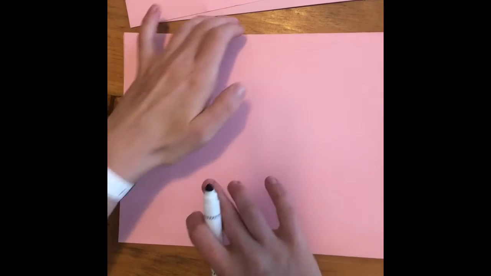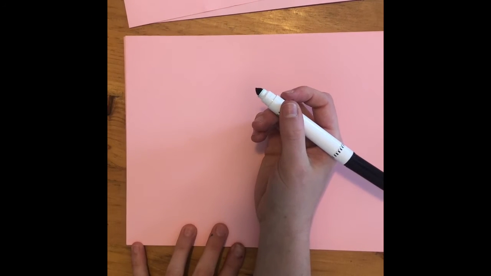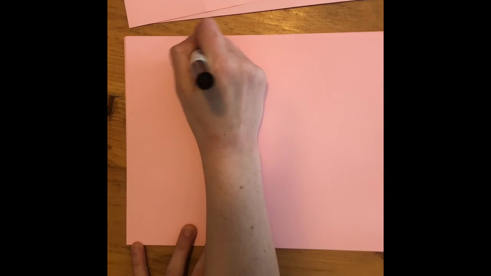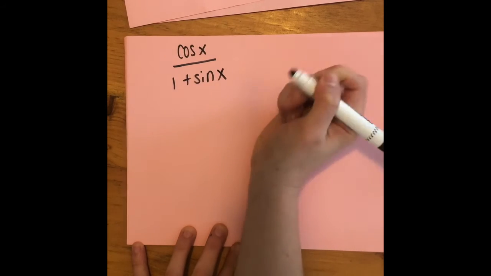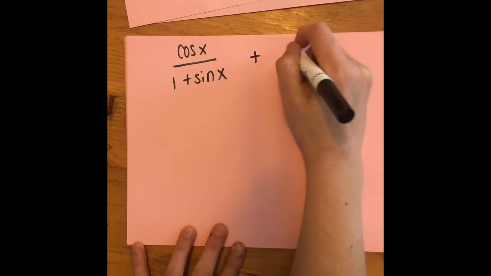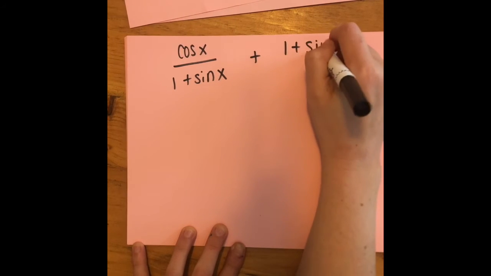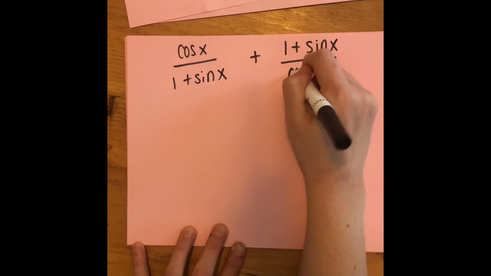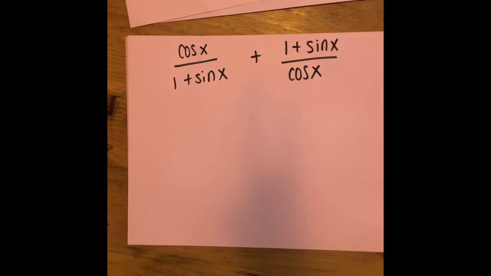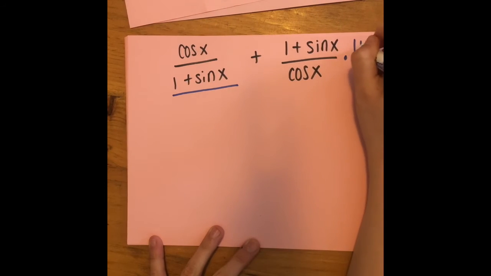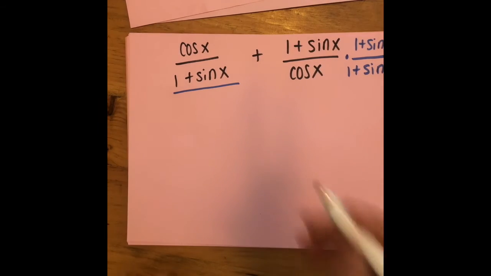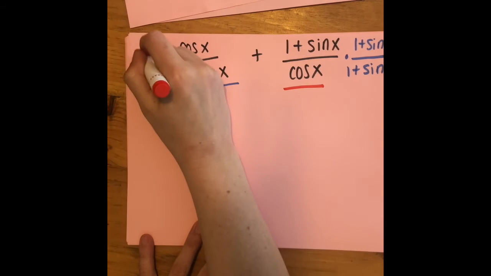All right, so let's say we have cosine x over 1 plus sine x plus 1 plus sine x over cosine x. All right, while we're adding, you still need common denominators. So this one, we're going to multiply by this denominator. And this fraction, we're going to multiply by this denominator.